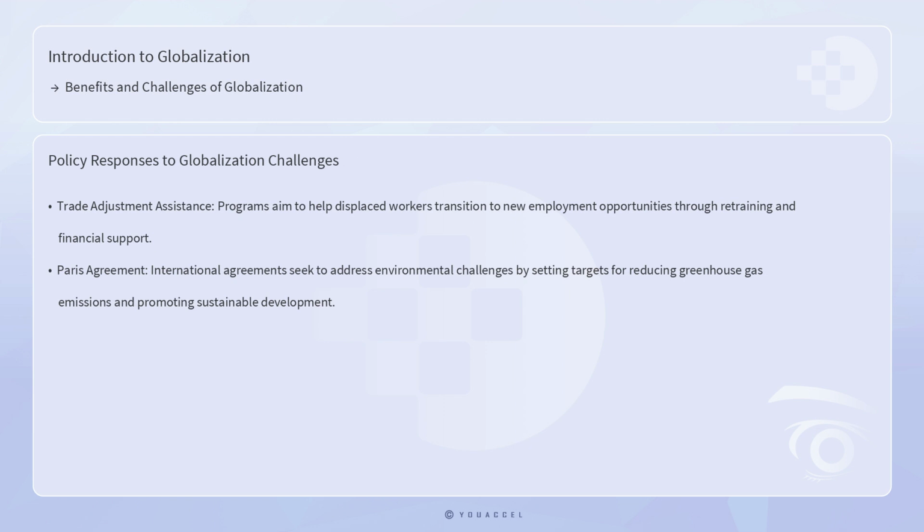In response to these challenges, various policy measures and international agreements have been proposed and implemented to mitigate the negative impacts of globalization. For instance, trade adjustment assistance programs aim to help displaced workers transition to new employment opportunities through retraining and financial support. Additionally, international agreements such as the Paris Agreement seek to address environmental challenges by setting targets for reducing greenhouse gas emissions and promoting sustainable development.